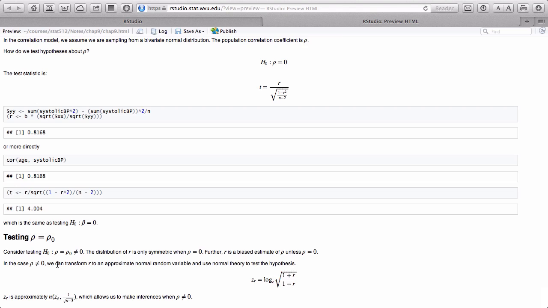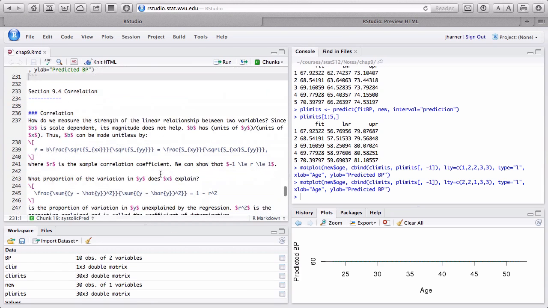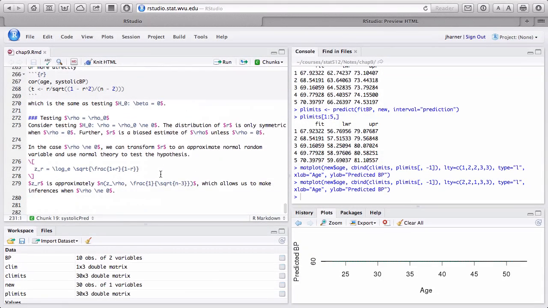I didn't give an example of this because it's rarely ever done. In other words, it would be like, suppose I want to test a correlation as 0.5. You can actually do it using this, and I think the book may give an example. So if you want to do it, you can, but I'm not going to put a lot of focus on that.